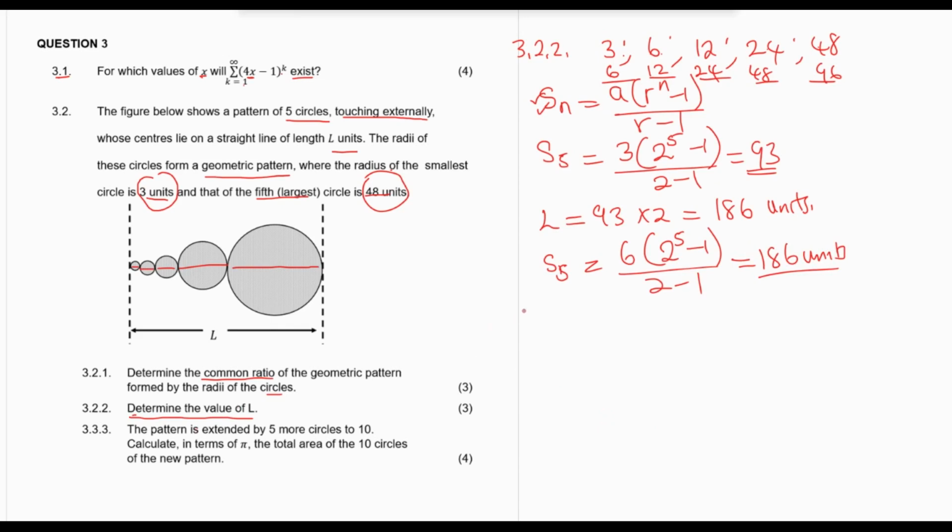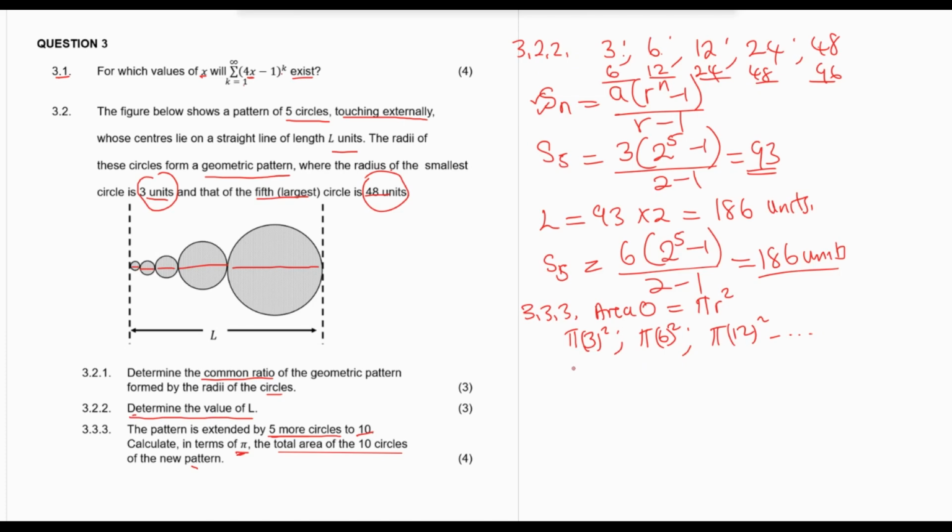Then 3.3.3: the pattern is extended by 5 more circles to 10. Calculate in terms of pi the total area of the 10 circles of the new pattern. Remember, the area of a circle is equal to pi r squared. So for the first circle we have pi 3 squared, then the second circle we have pi 6 squared, and then the third one we have pi 12 squared. It goes on up to the 10th one.